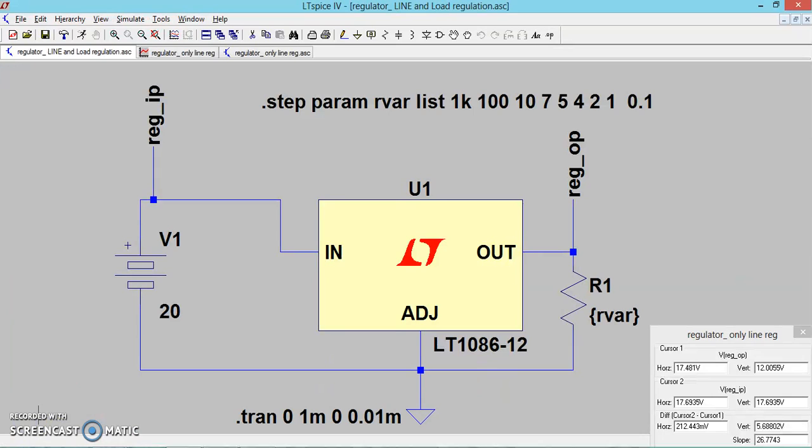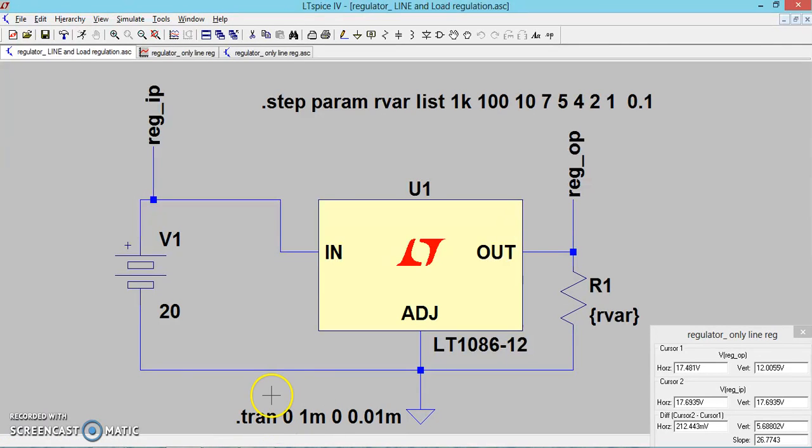Now there is a slight modification in the circuit for load regulation. As we know, as the name itself indicates, in load regulation we are changing the load current. So now the input voltage is constant, which is kept at 20 volt. Earlier also it was constant, but we were doing a sweep using .dc. Now you can see there is a change in your simulation command also. From .dc it has become .tran.